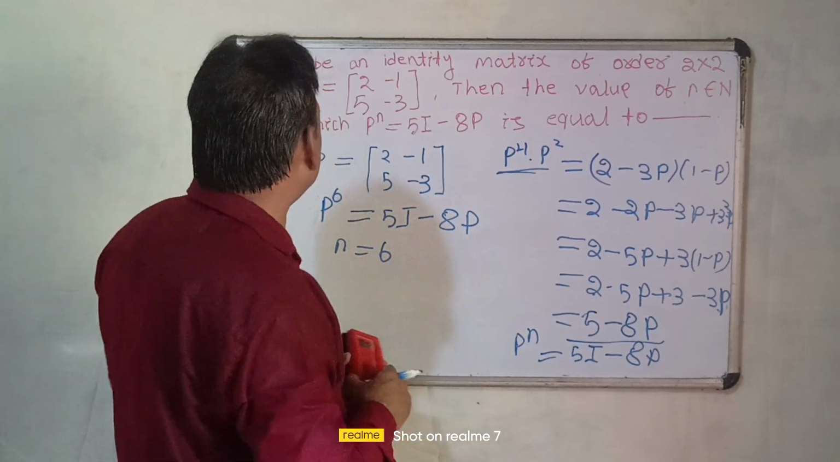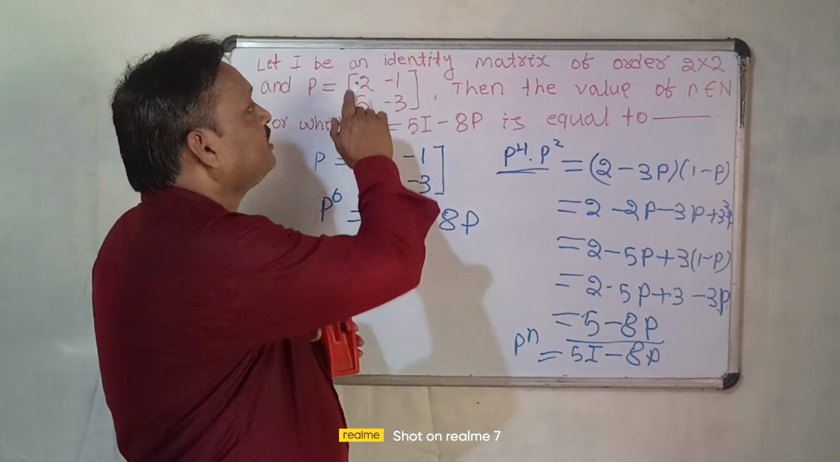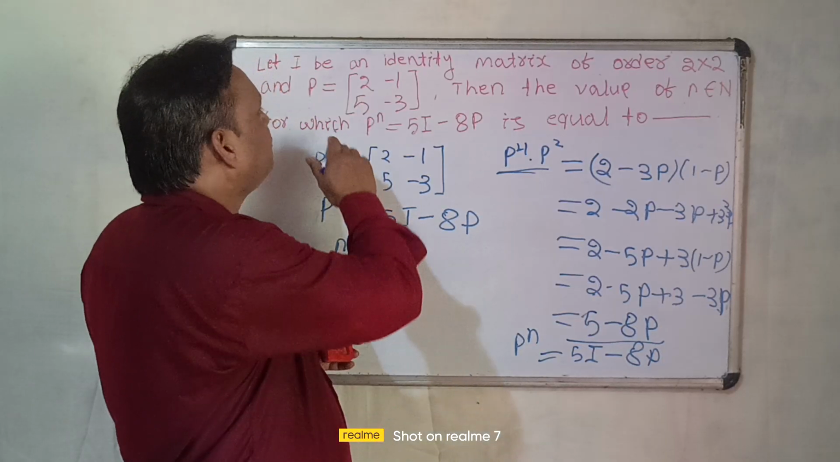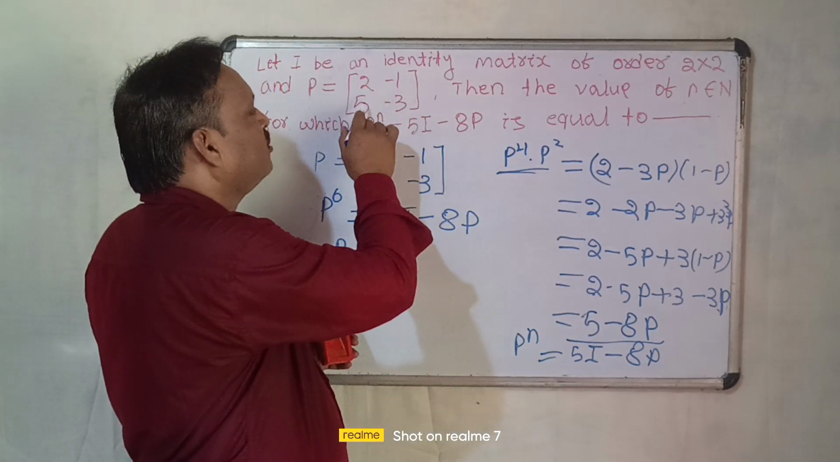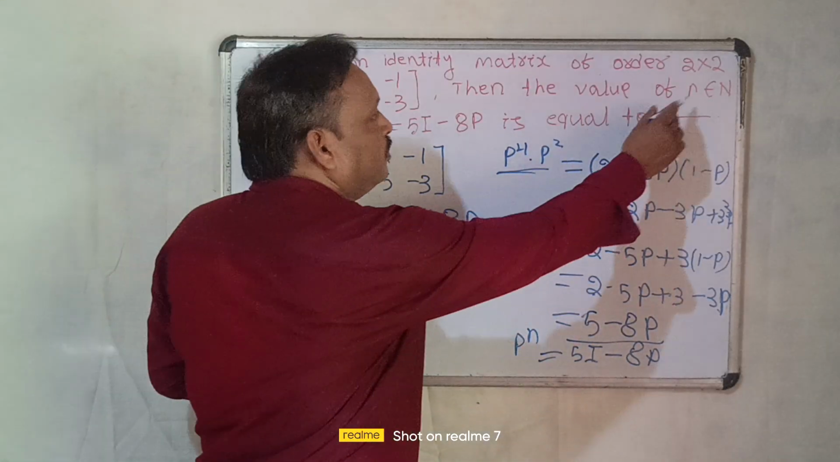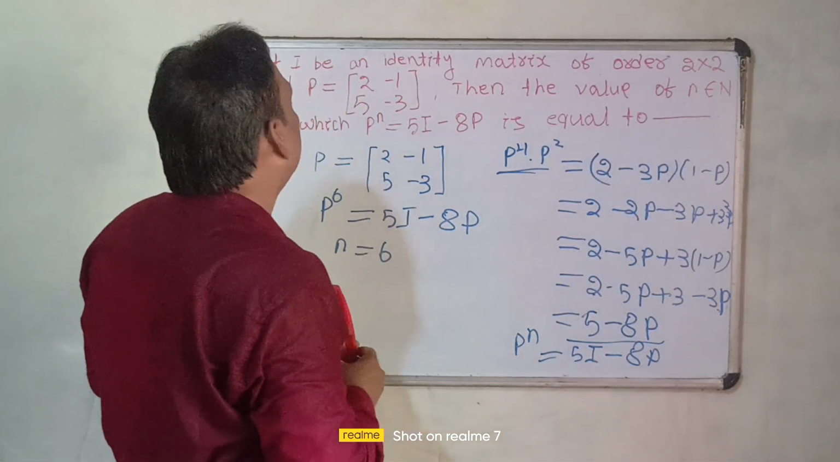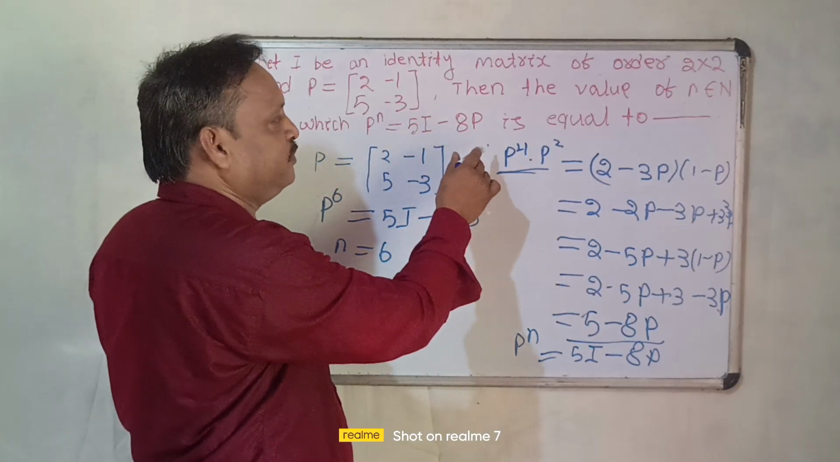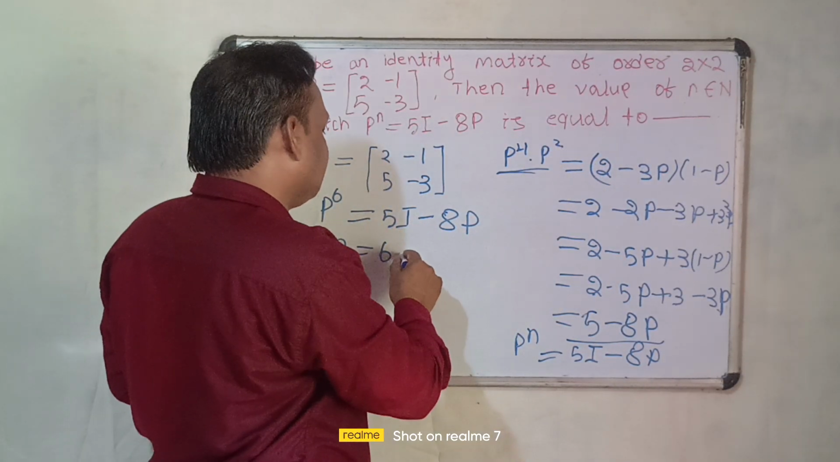Again I repeat the question. If I be an identity matrix of order 2 by 2 and P is equal to [2, -1; 5, -3], then the value of n belonging to the natural numbers, for which P to the power n equals 5I minus 8P, is 6. n is equal to 6.